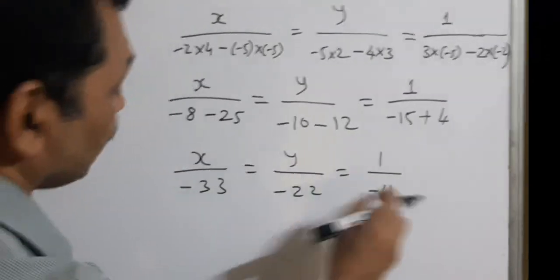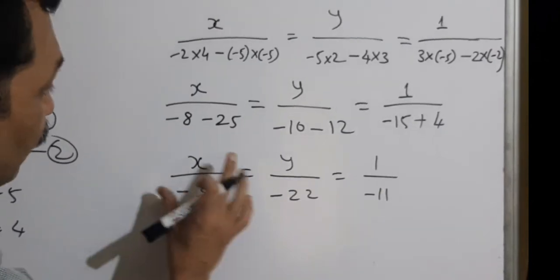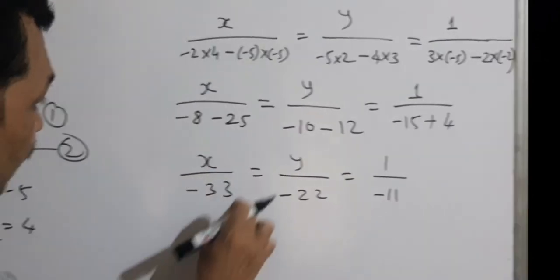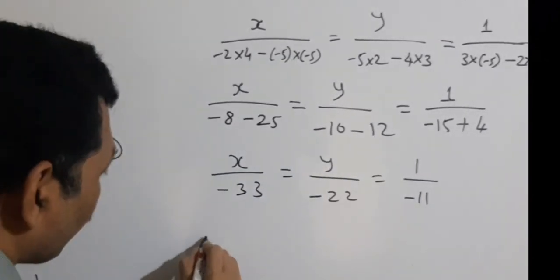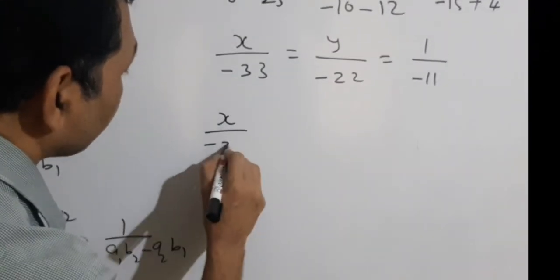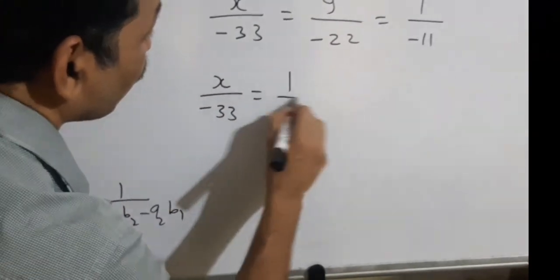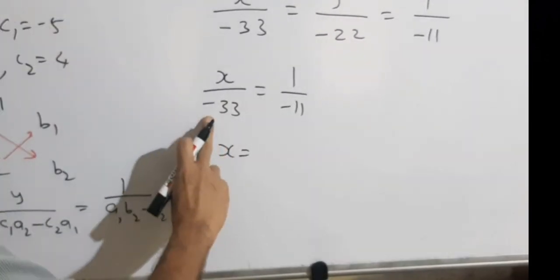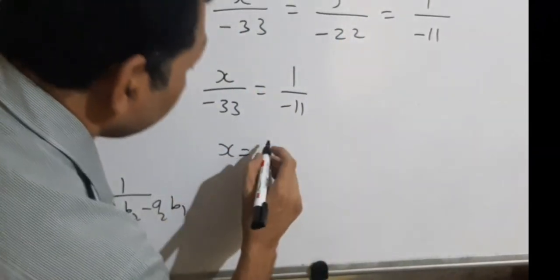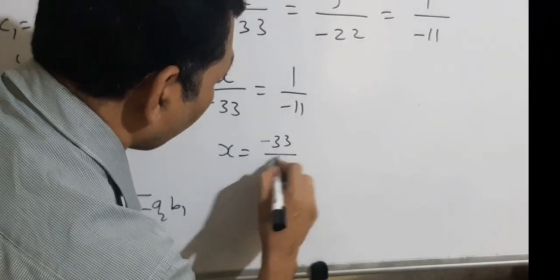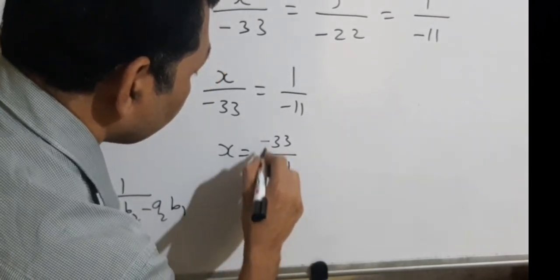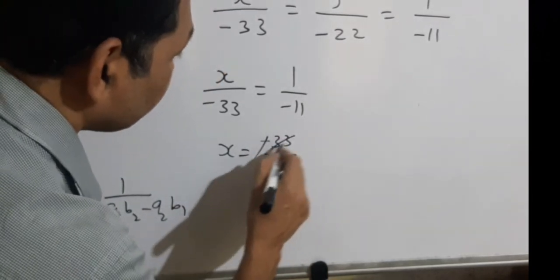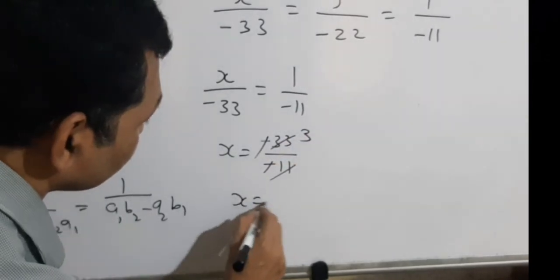Now we have these three ratios, so we can take any two to find a value. To find x, I will take x upon minus 33 is equal to 1 upon minus 11. Therefore the value of x will be 33, the denominator, going to the other side as numerator, minus 33 upon minus 11. The minus sign cancels. 11 threes are 33, therefore x is equal to 3.